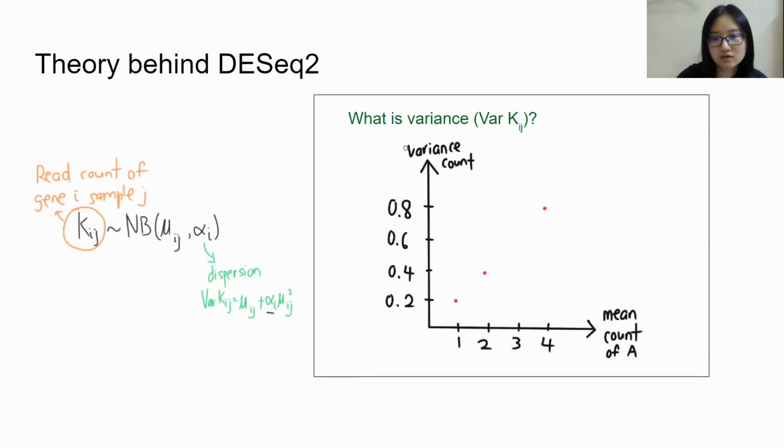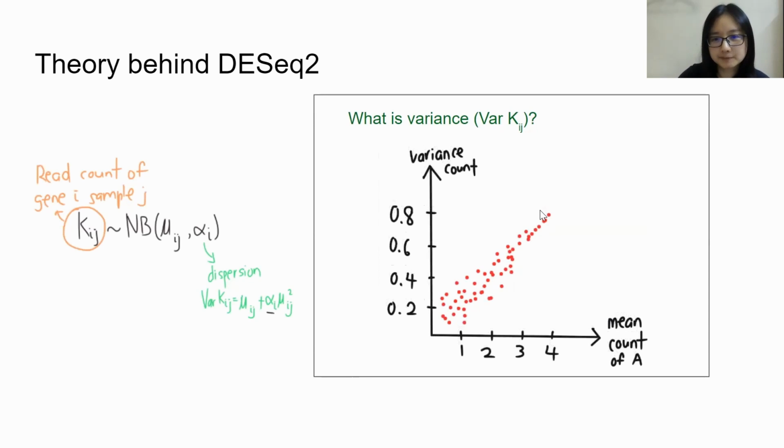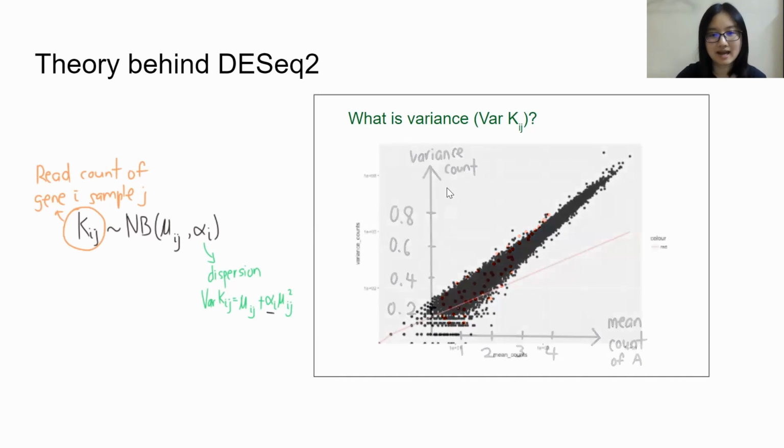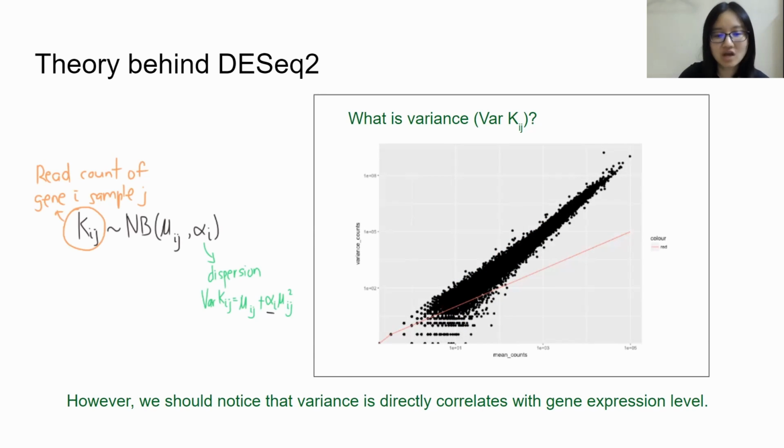And let's try to plot the variance count versus mean count. We will get something like this. When we plot omic data, which is high-throughput data, normally we will obtain something like this, which means that a lot of the genes have low mean and also low variance. However, there are fewer genes having high mean count and also high variance, which is something like this. So from here we can see that variance is directly correlated with gene expression level. And this is not what we want, because to get the differentially expressed genes, we assume that there should be something with higher mean count. We don't want to come up with a lot of data with low mean count.